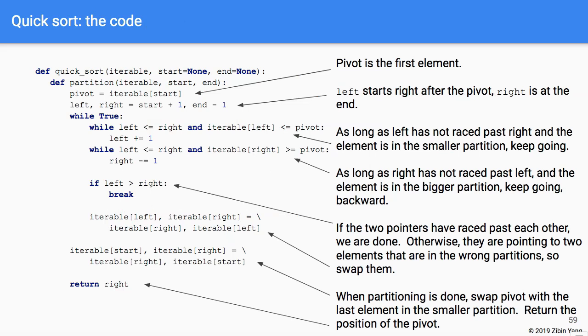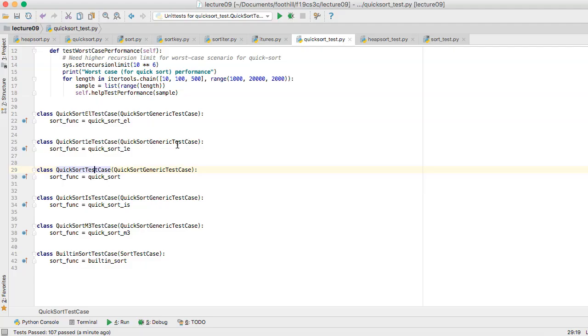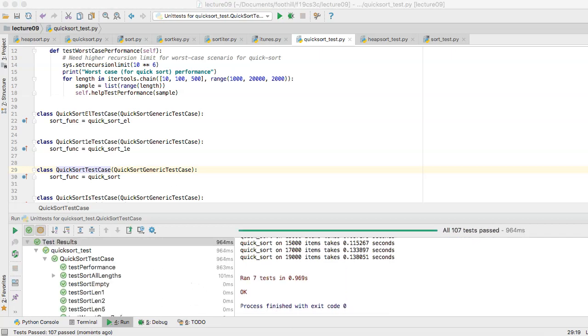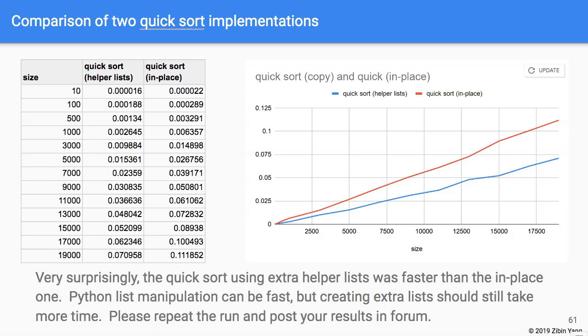And as usual, now that we have an implementation, we should test it. And here's the test code. We can run it, and we pass all the tests. And usually the next thing we do is talk about performance, but I'll do that in a separate video. However, I just want to do a quick comparison between our two quick sort implementations. The first one is using the helper list. And then the second one is our strictly in-place quick sort.